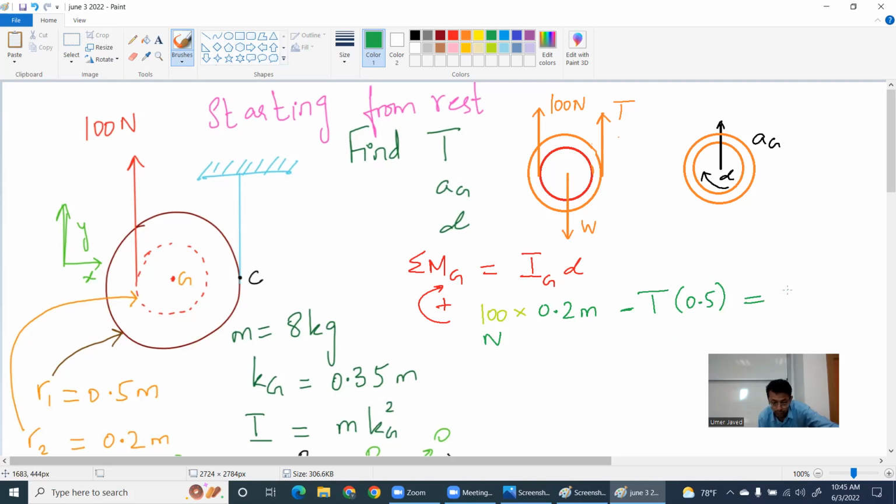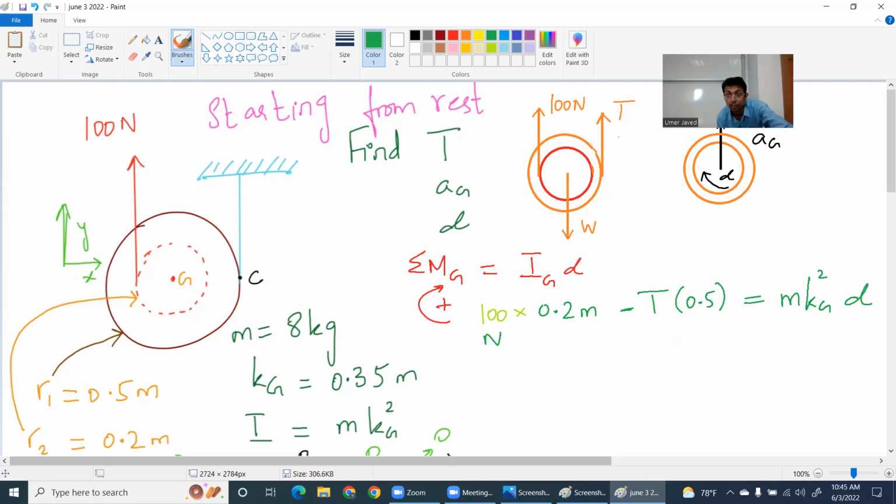Ig alpha. What is Ig? Ig is equal to mass multiplied by radius of gyration square multiplied by alpha. What is radius of gyration? But what is the physical meaning? It is a hypothetical construct that we have created for our own benefit.